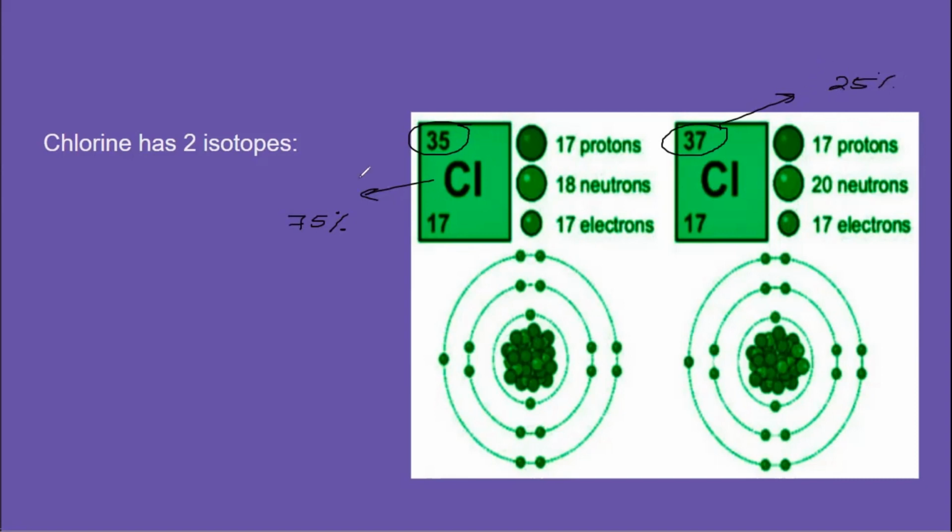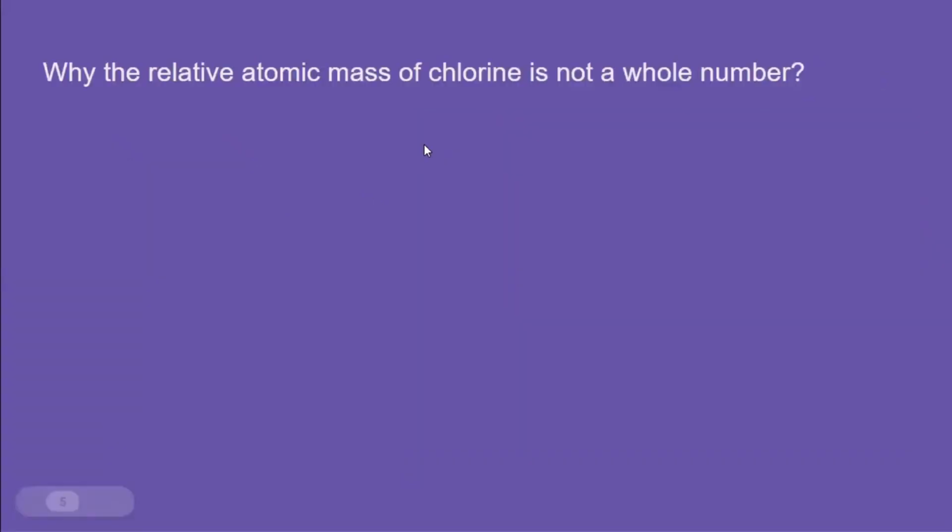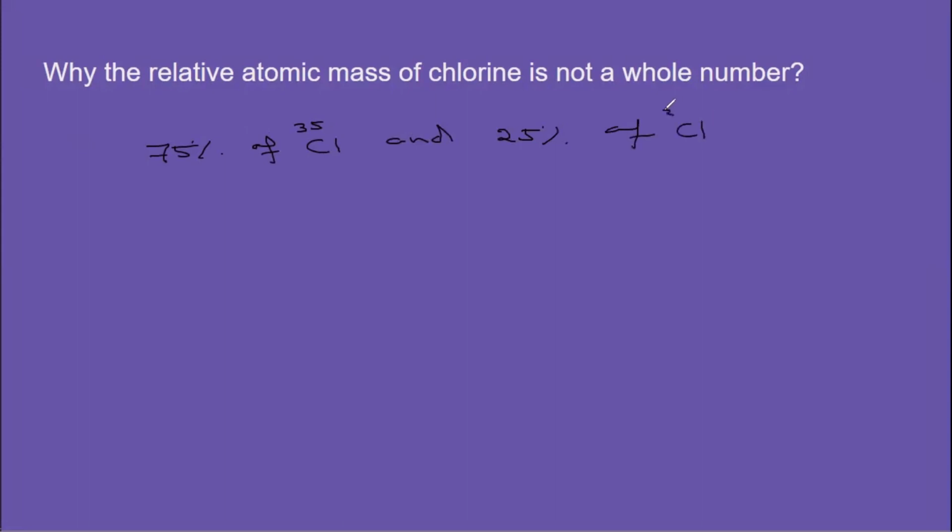So what do we have to do then? We have to do a small calculation. Now let's see how we will do this calculation. Let's move to the next slide to do the calculation. Now see, I'm doing the calculation for you. The question will be given to you that 75% of chlorine particles have atomic mass 35 and 25% of the chlorine particles have atomic mass 37.